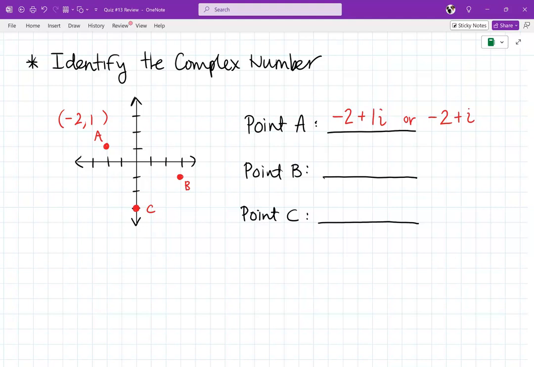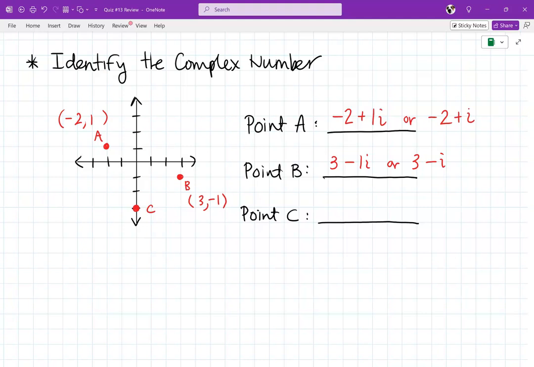All right, what about part B? Let me put the point here. What's part B? 3, negative 1. So that would be 3 minus 1i, or if you want, just 3 minus i. Again, I prefer not having the 1 next to i because it just looks kind of weird. Okay, but if you want to put it, that's fine. There's nothing wrong with it. It just looks off.